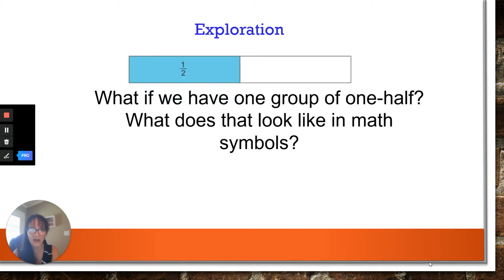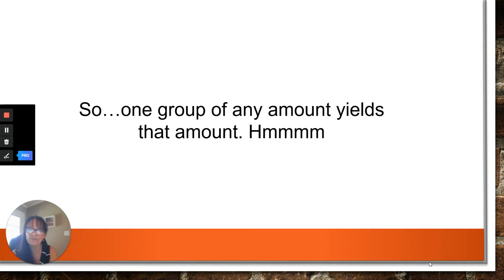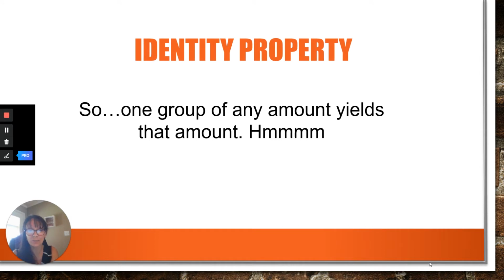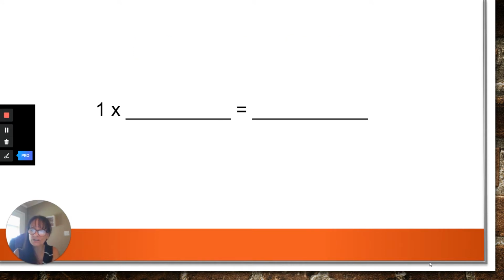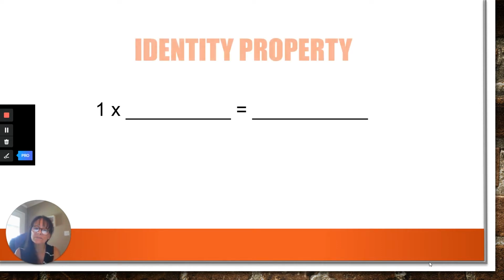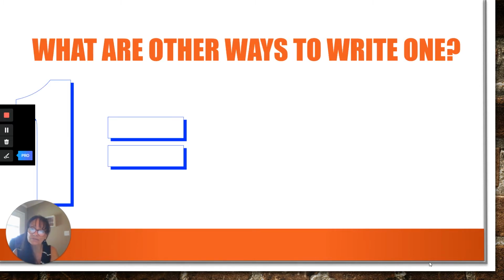What if we start with a half? We have one group of 1/2. One group of 1/2 is 1/2, and that's 1 times 1/2 equals 1/2. So one group of anything yields that same amount. That's called the identity property. So 1 times any quantity equals that quantity. It is a very important property in mathematics, the identity property.